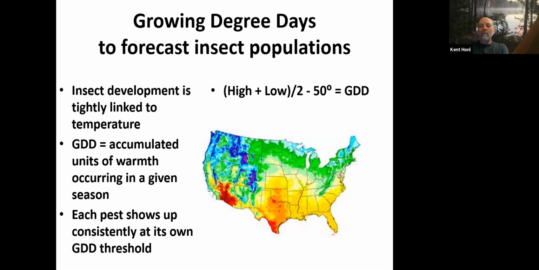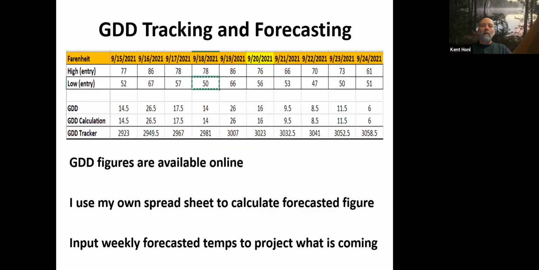So I've got my chart set up in Fahrenheit and Celsius, but basically that's your growing degree day calculation. Average the high and the low for a given day, subtract 50, and that gives you a number. That number is added to every number for that season that preceded it, so it gives you a cumulative total of those units. And here's a snip of my tracking chart.